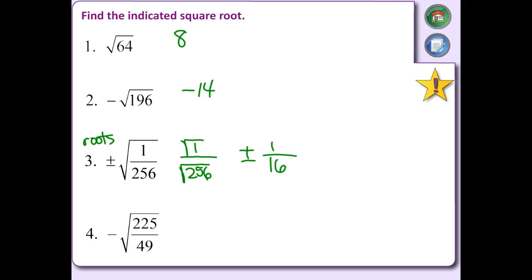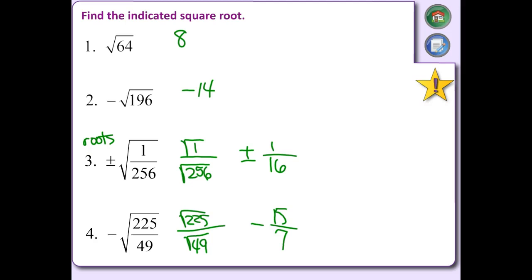And if we look at number 4, once again, they want the negative root this time, and we're going to rewrite it and put the square root of 225, the square root of the numerator, over the square root of the denominator. Don't forget your minus sign out in front because they want the negative root. The square root of 225 is 15, and the square root of 49 is 7.